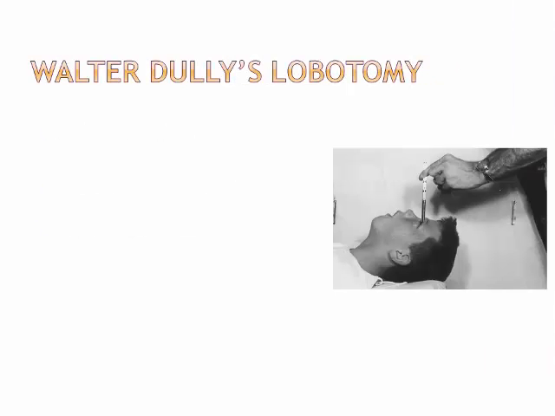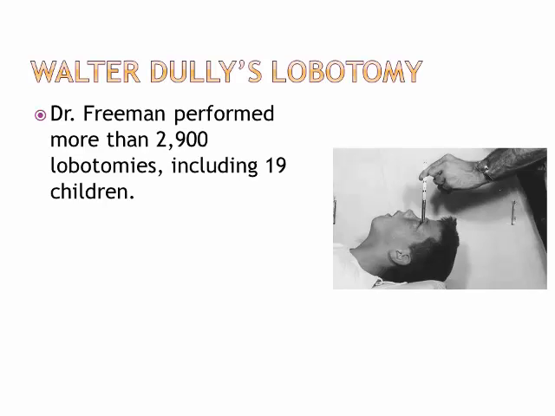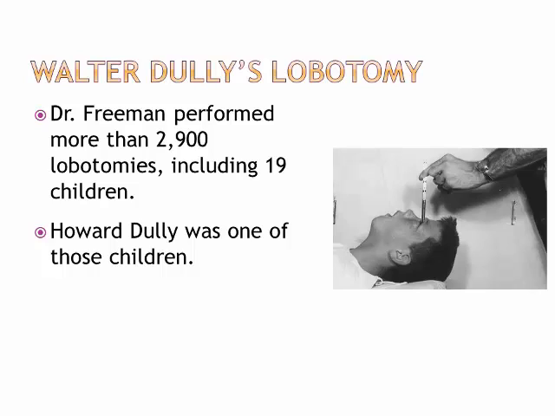By 1949, the number of lobotomies performed in the U.S. using Freeman's ice pick method soared from 150 to 5,000 annually. Before his death in 1972, Walter Freeman would go on to personally lobotomize more than 2,000 people, including 19 children under the age of 18.